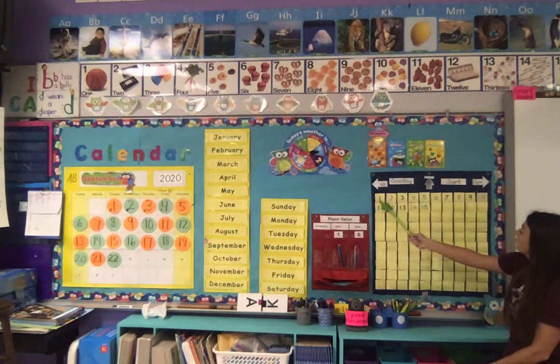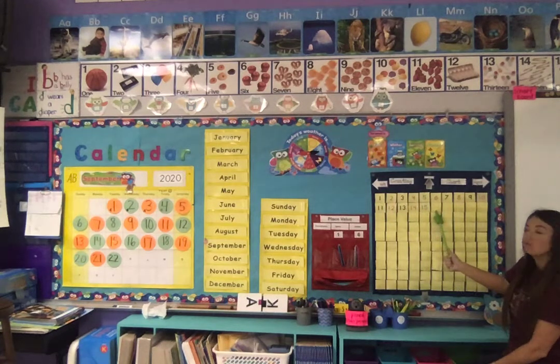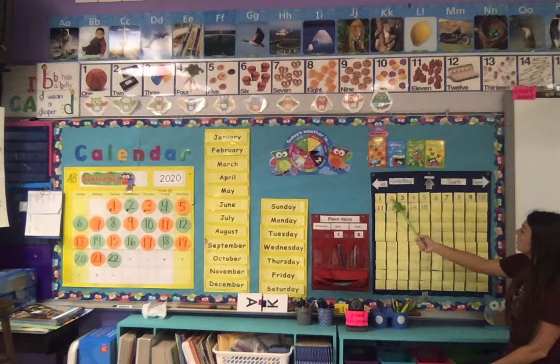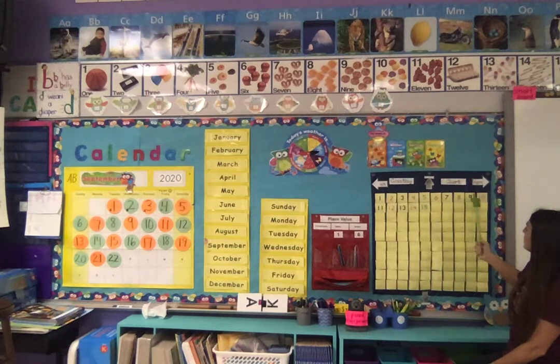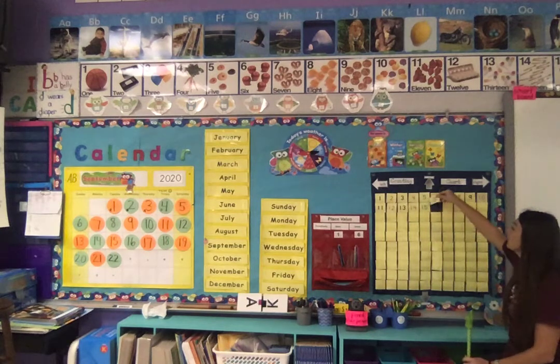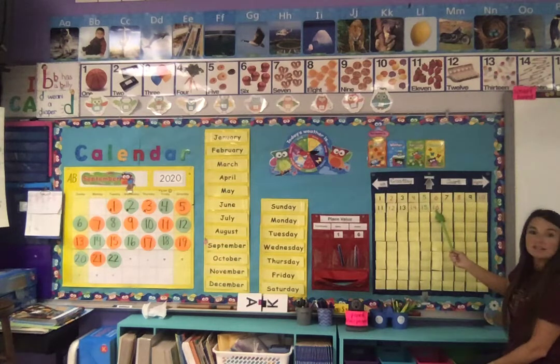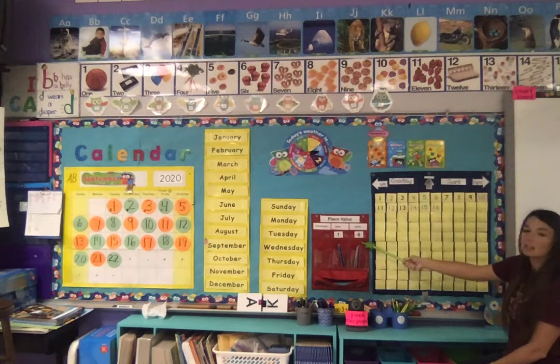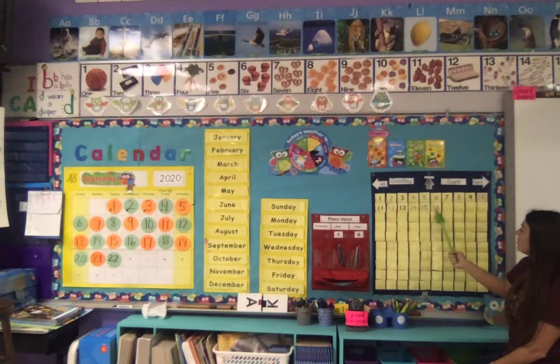So we're starting at 1, and we're going to count forward and see what number comes after 15. So here we go. Ready? 1, 2, 3, 4, 5, 6, 7, 8, 9, 10, 11, 12, 13, 14, 15. After 15 comes 16. So here again is the number 16. A 1 in the tens place, a 6 in the ones place. This number matches the number on our straw chart. So we've been in school for 16 days, and we just counted forward to the number 16.